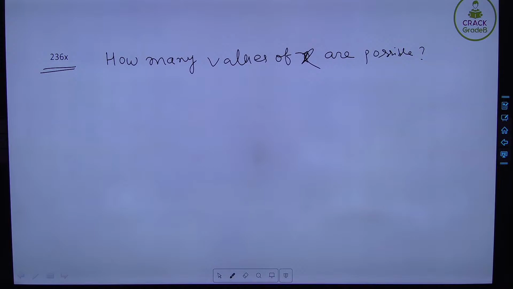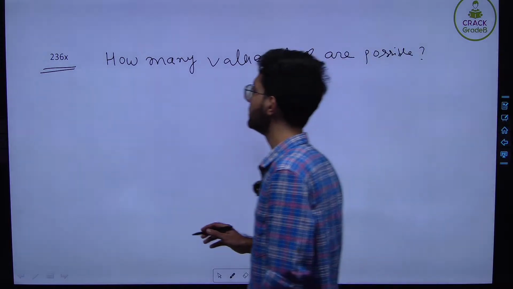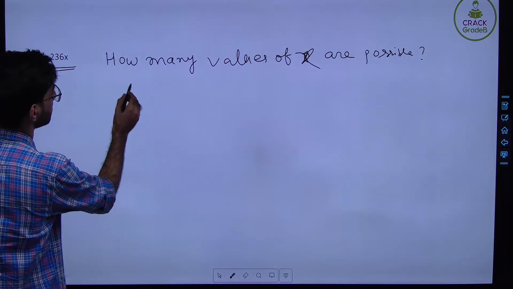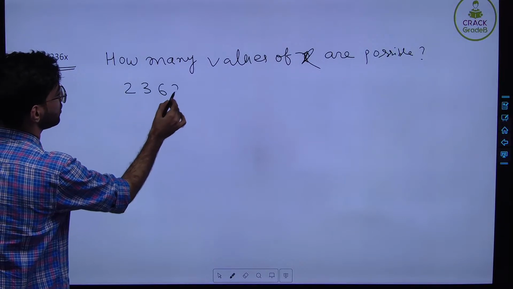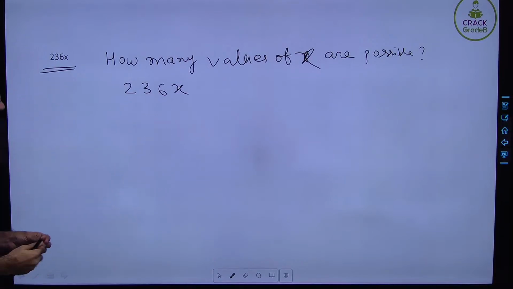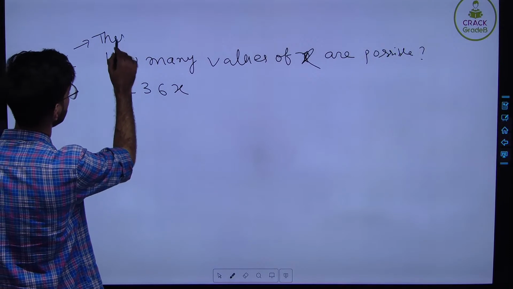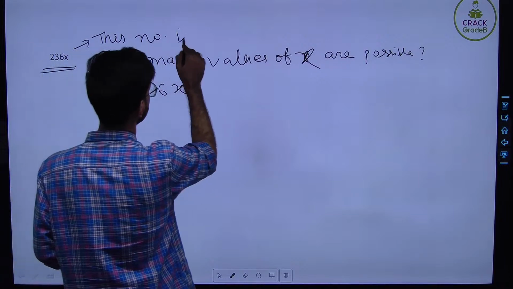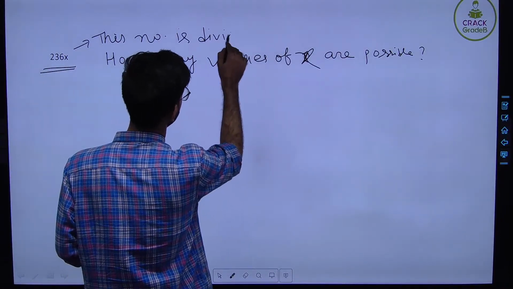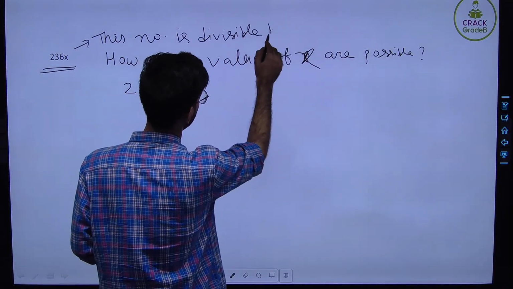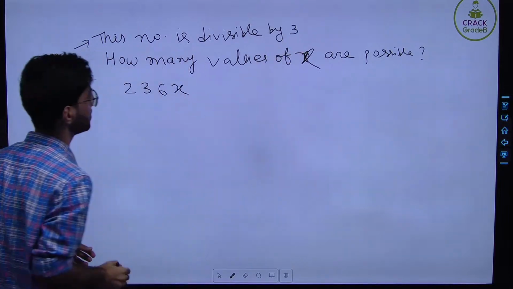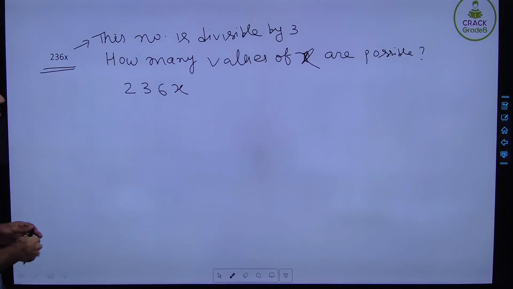How many values? 4, okay. See, what is the number? There is a 4-digit number, that is 2, 3, 6, x, and it has been given that this number is divisible by 3. Now you have to answer how many values of x are possible.